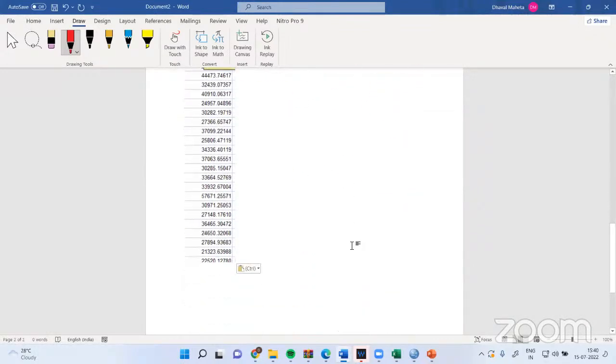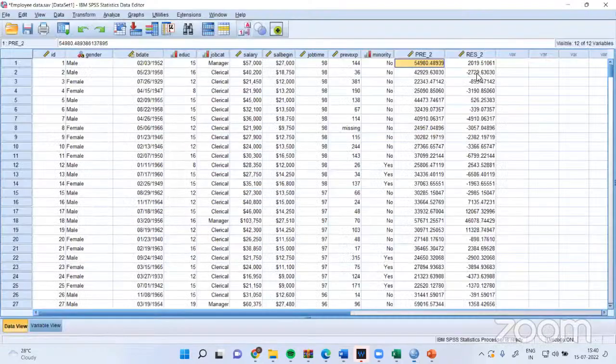And there is a residual. Where is the residual? Here. This is the residual. If you subtract this from this, do it manually on the calculator, whatever you get, tell me. You will get this figure.